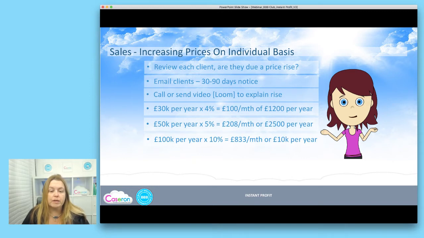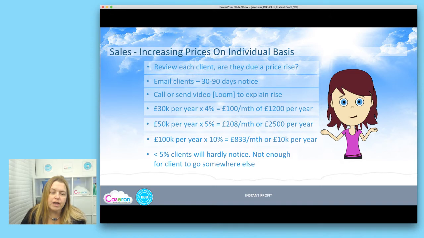And if you're a 100k business per year and you multiply that by 10%, then that's £833 per month or 10k per year. So if you had a profit target of another £1,000, £2,000, £3,000 a month, you can see how easy it is to get up to those figures if you have the capacity to increase prices on an individual basis for clients who are taking up more of your time and your effort.